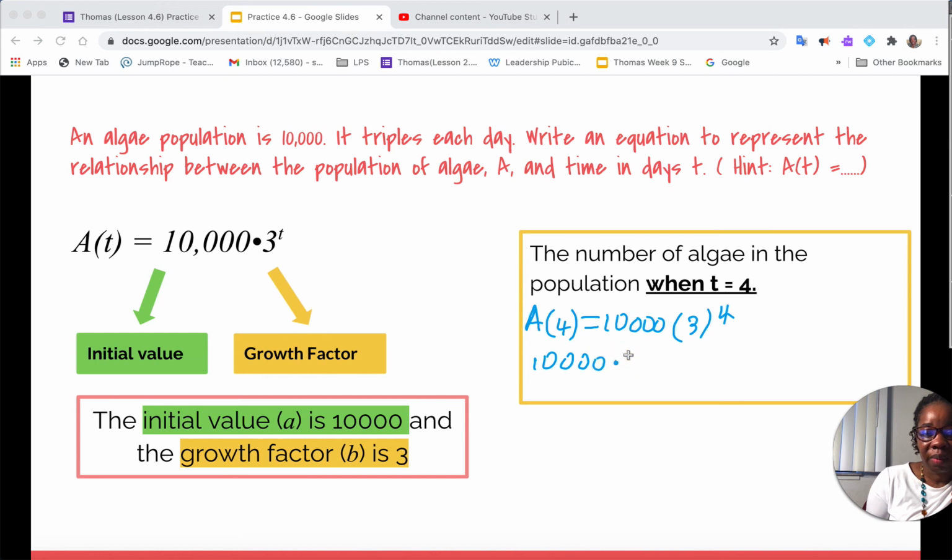10,000 times 3, and we're going to use the expanded form, times 3 times 3 times 3, and when we simplify that, that is going to give us 810,000. So it means after 4 days, there was 810,000. The population of algae was 810,000.